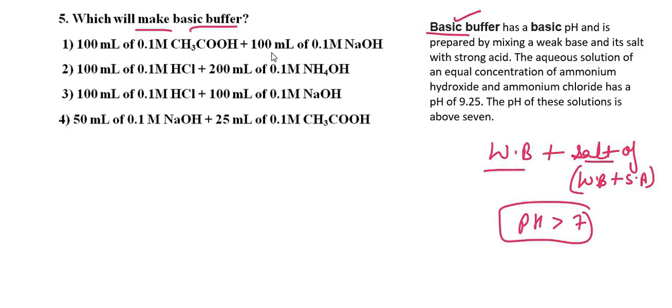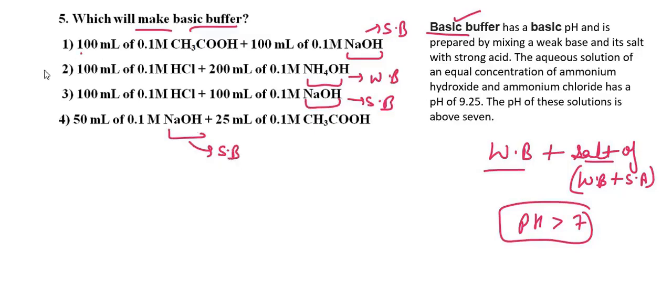Now see in the options in which case weak base is given to you. As we know that NaOH is strong base, NH4OH is weak base, NaOH is strong base again. In this case also NaOH is strong base. So there is only one case where weak base is given to you. So we can say that our correct answer is 2. But first we solve this, and after that we will say that this is the correct answer.